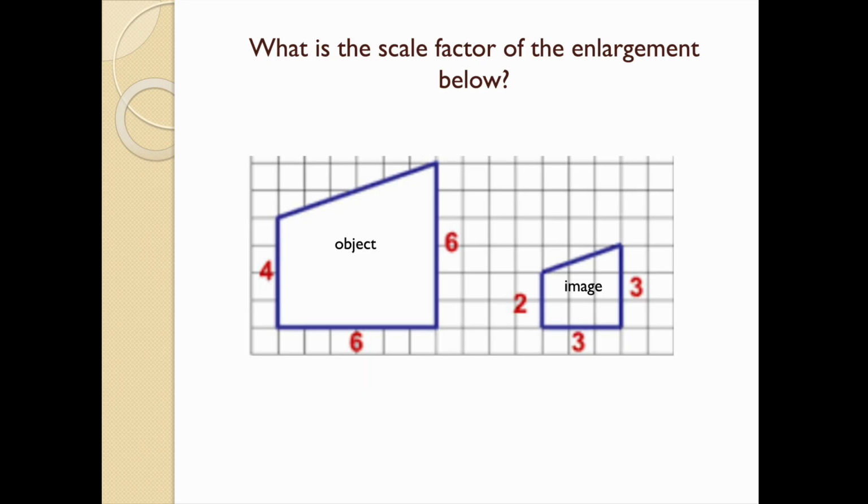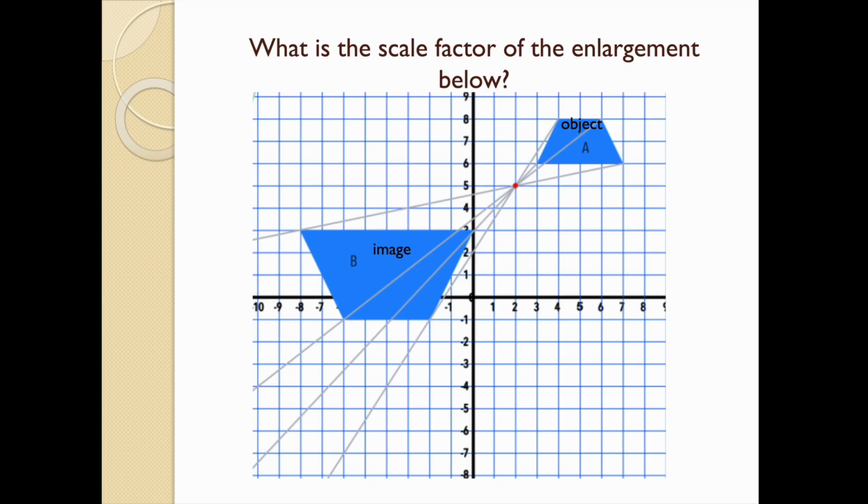Now I want y'all to look at this one. All right, so tell me what you guys got. Image divided by object. So we have 3 divided by 6, which is a half. Okay. Now we have here a negative enlargement. And once we have a negative enlargement, what that means is when we do find the size, we add a negative number to it. So I want you guys to look at this and then tell me what would be the scale factor of enlargement for this one.